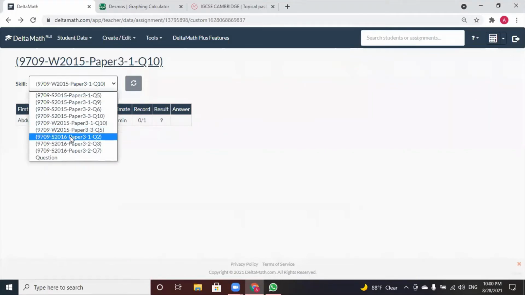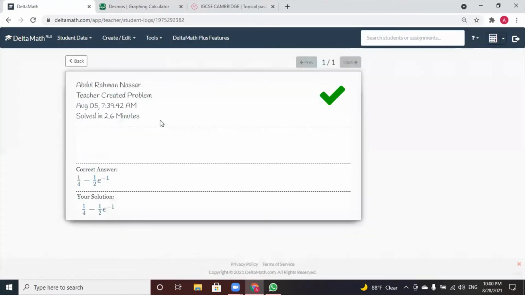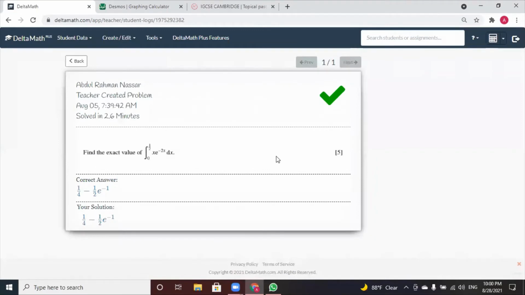Let's try another question. Okay, so here, this is the question, and I can solve it quickly with you. The integral of x e to the power of negative 2x from 0 to half.